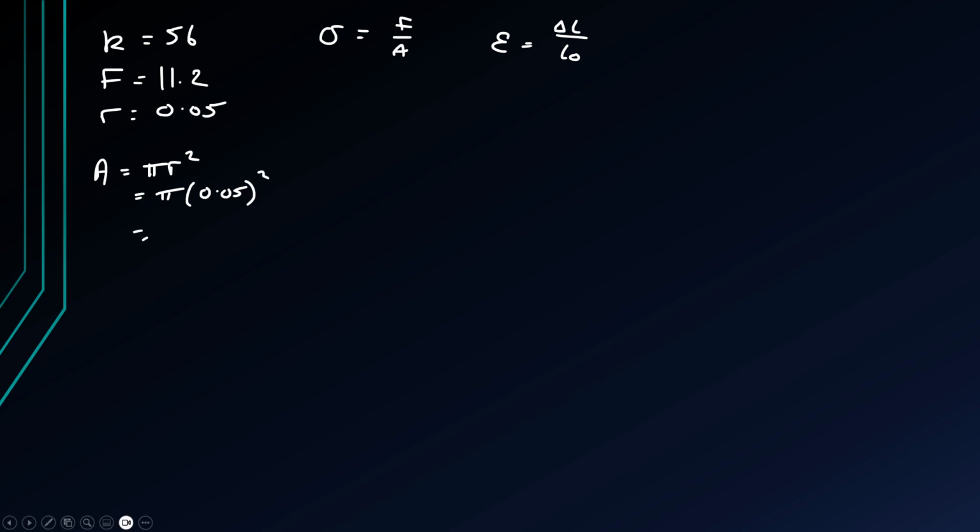Now, with the Young modulus, you have to remember that sigma is force over area, and epsilon is change in length over natural length. So we're going to assume that the base is perfectly circular. So we have the area of a circle is pi r squared, which is pi by 0.05 squared, which I'll write as pi over 400 meters squared.